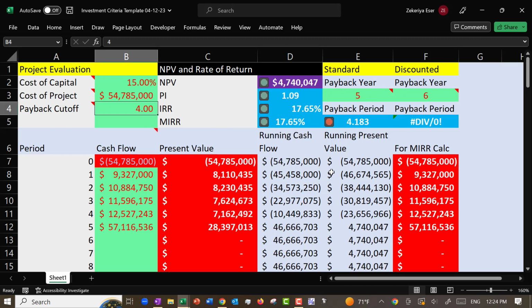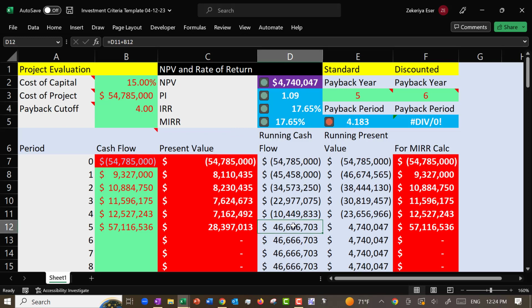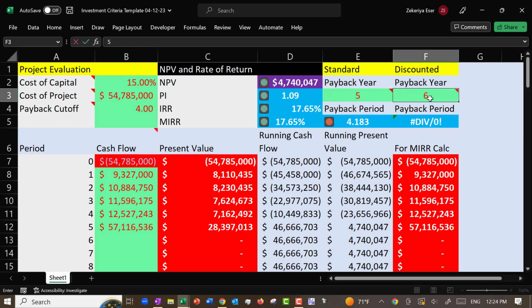And to calculate payback periods, find the year in which running cash flow is positive. In this case, it's 5. So project pays itself back in 4.18. There is also something called discounted payback. It's basically how long does it take you to recover your investment in present value terms. In this case, running present value is positive. In year 5, it's 483.